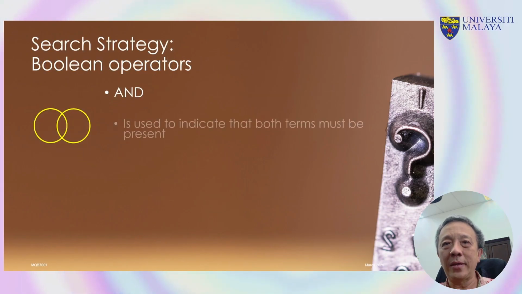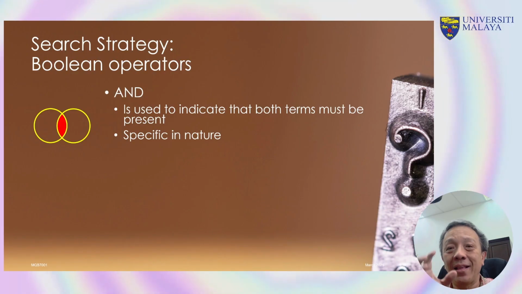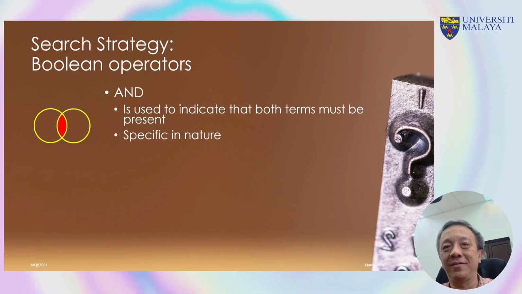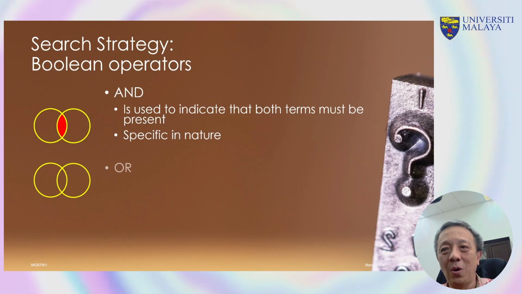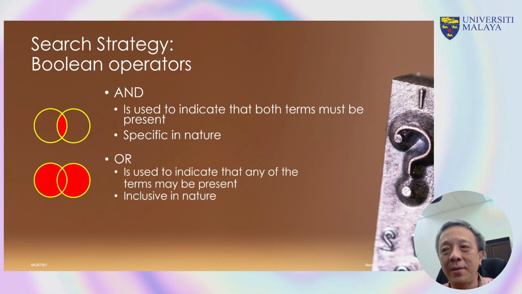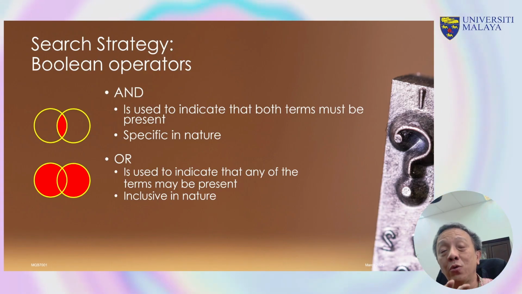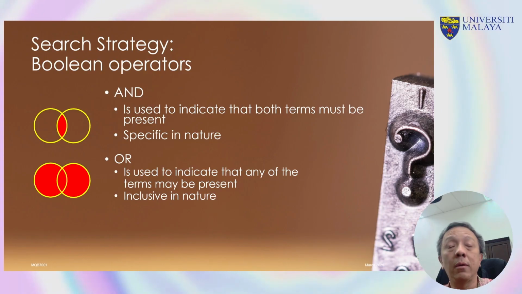So, what is AND? AND is used to indicate that both terms must be present. It's specific in nature. That means A and B must be present. OR is used to indicate that any of the terms may be present, so it's inclusive in nature. So it can be A or B. You're not very specific, you're not so relevant. So A or B.